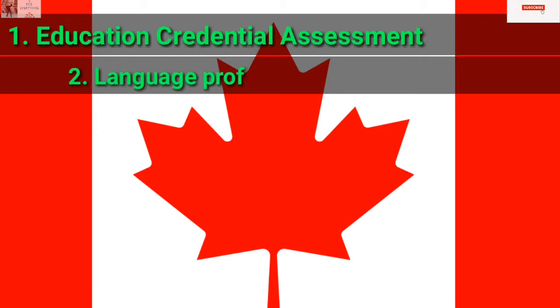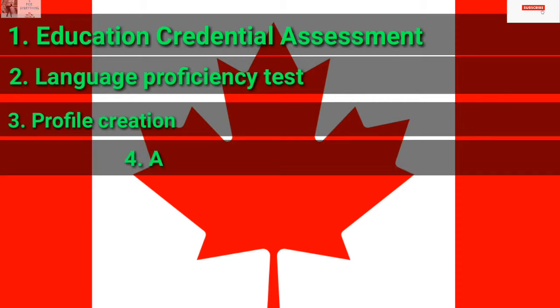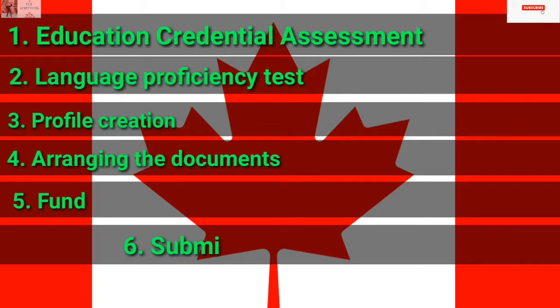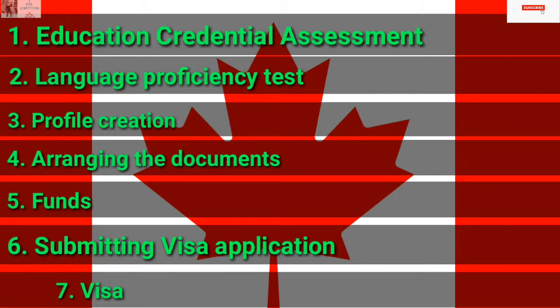Education Credential Assessment, that is called ECA. This is the first step. Second step is Language Proficiency Test. Third step is Profile Creation. Fourth step is Arranging the documents. Fifth step is Funds. Sixth step is Submitting your visa application. And seventh step is visa stamping.